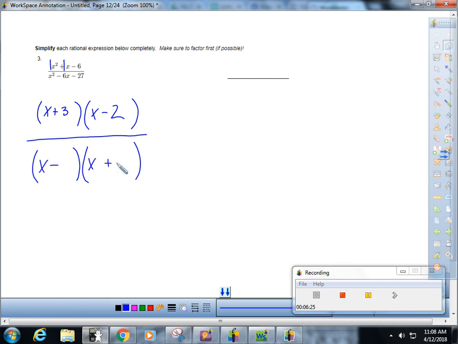It's going to be a -9 times +3. Okay? This cancels with that because anything divided by itself is 1. And then you're going to get, for the answer, x minus 2 divided by x minus 9. And if you're wondering, do I need those parentheses? I don't, but it doesn't hurt to write them. Okay?